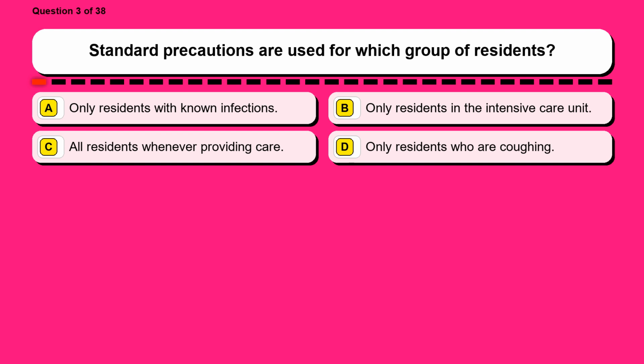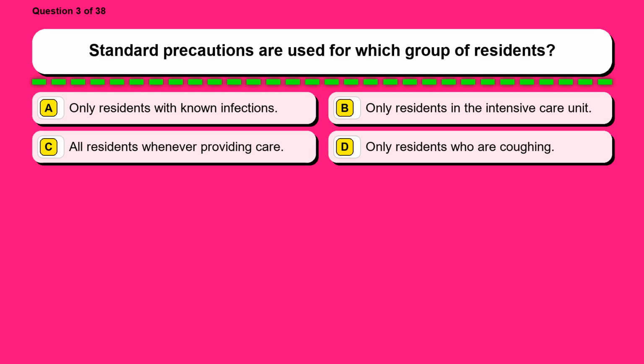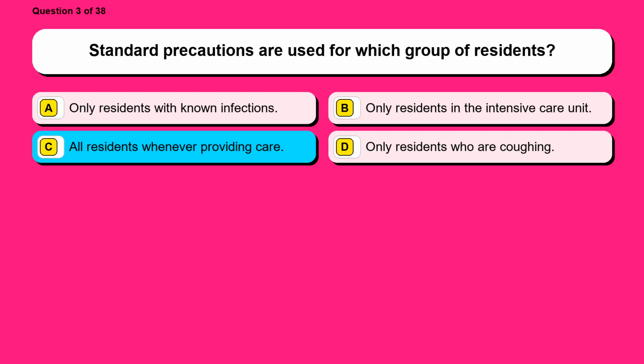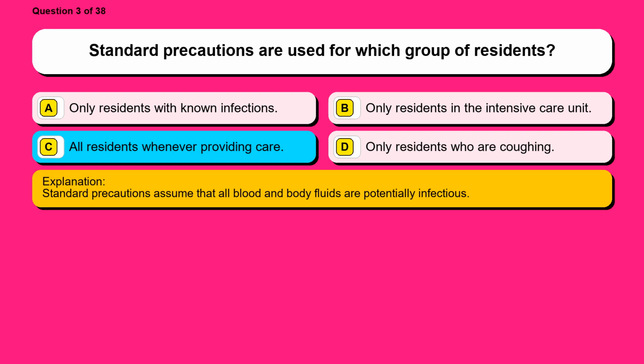Question 3. Standard precautions are used for which group of residents? Option A. Only residents with known infections. Option B. Only residents in the intensive care unit. Option C. All residents whenever providing care. Option D. Only residents who are coughing. The correct answer is option C. All residents whenever providing care. Standard precautions assume that all blood and body fluids are potentially infectious.